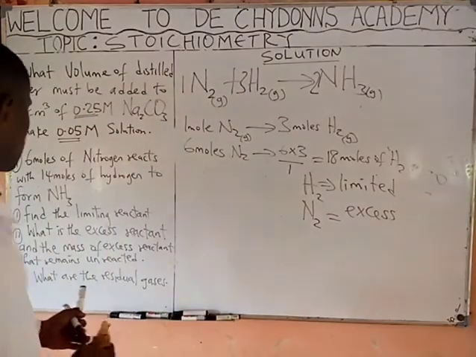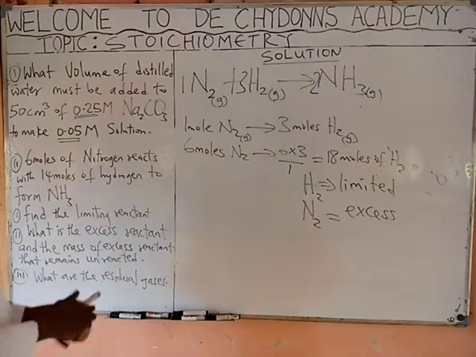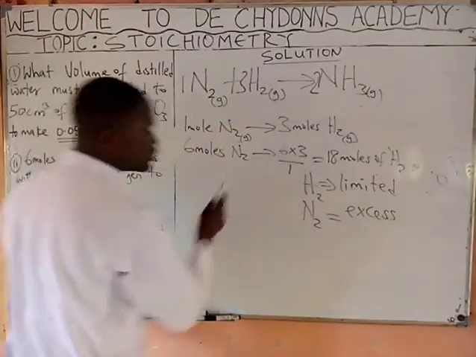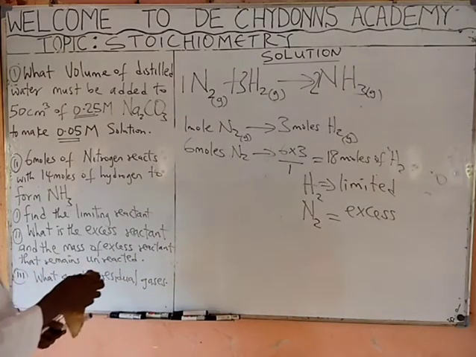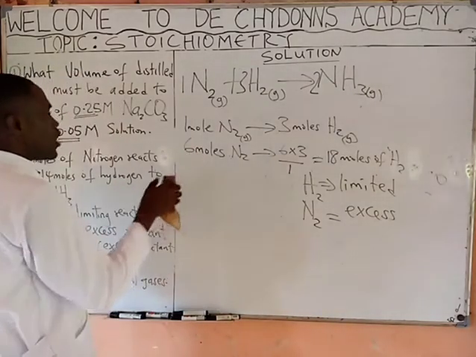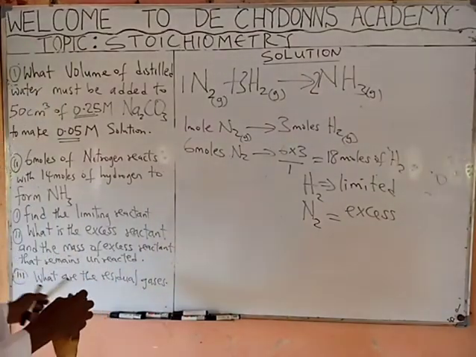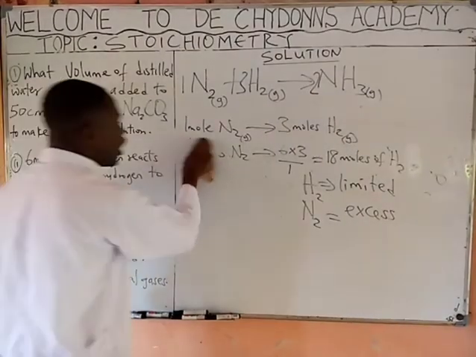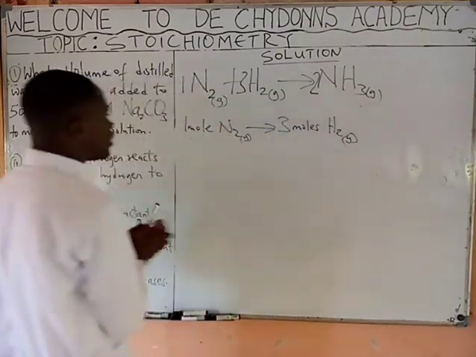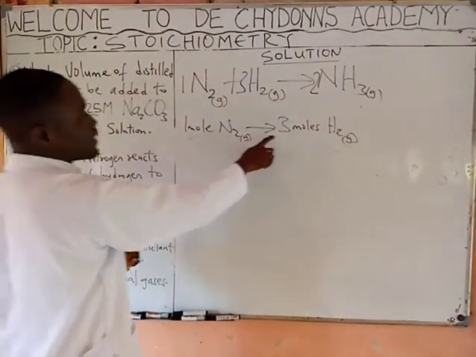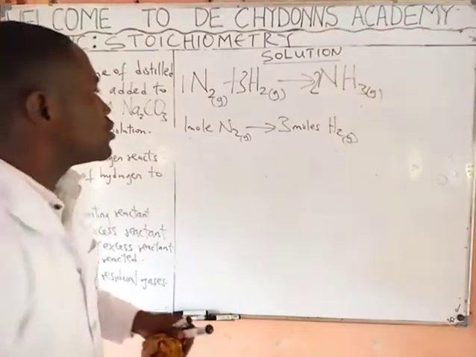Now we go to the next question. What is the excess reactant? Excess reactant is nitrogen. Okay? And the mass of excess reactant that remains unreacted. Let's see how to get it. For us to get the mass of excess reactant that remains unreacted, we also use the well-balanced equation, which tells us that 1 mole of nitrogen reacted with 3 moles of hydrogen.